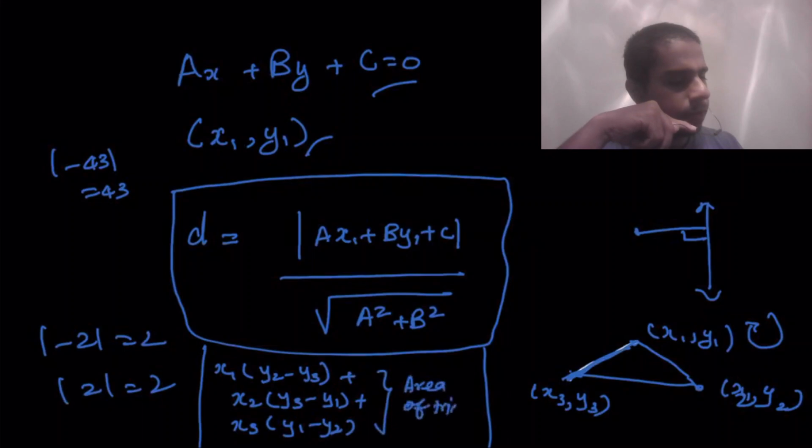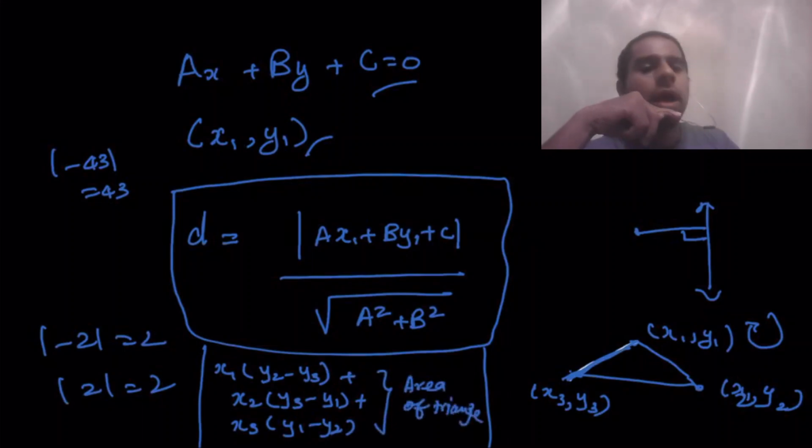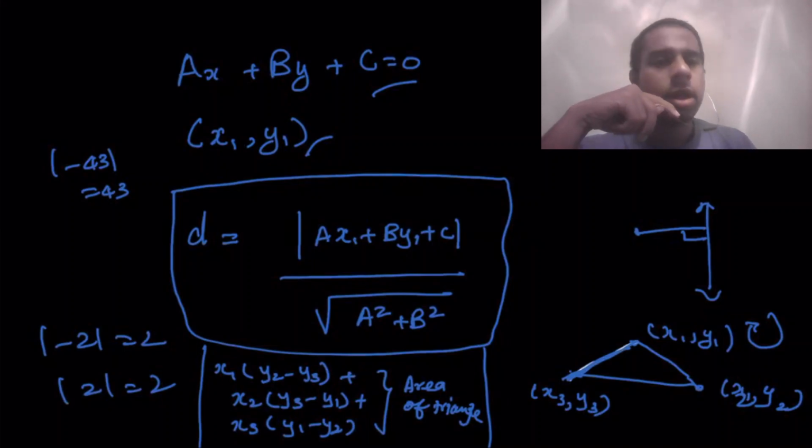Area of triangle. Remember this formula. This formula is used in the NCERT derivation. People who are not aware of this formula might find the derivation confusing. So this is it. You can check the NCERT book for the derivation of the distance between a point and a line. And remember this formula. This is also an important formula.